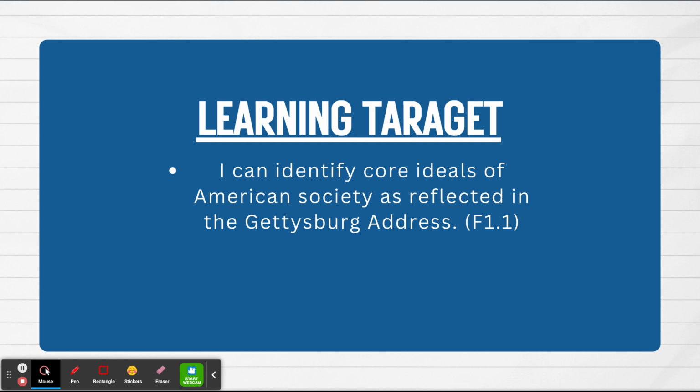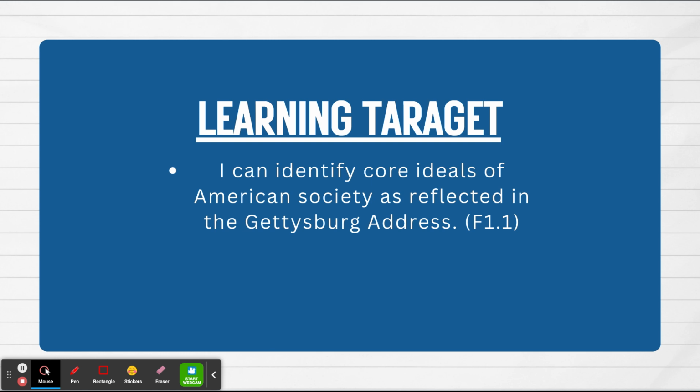The learning target for this lesson is very similar to the learning targets that you've seen for the other lessons this unit. It states, I can identify core ideals of American society as reflected in the Gettysburg Address. Just to give you a little bit of recap, at this point we've looked at the Declaration of Independence, talked about how the Declaration of Independence outlined the concerns that the colonists had with how things were being run under Great Britain and expressed their desire to separate from Great Britain.